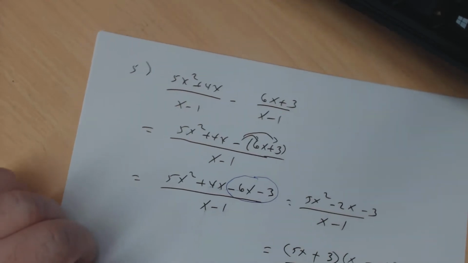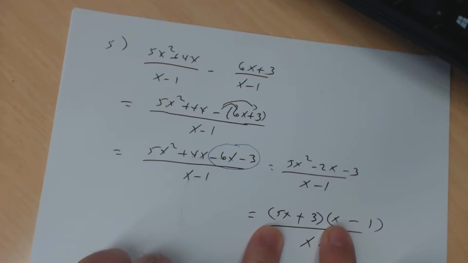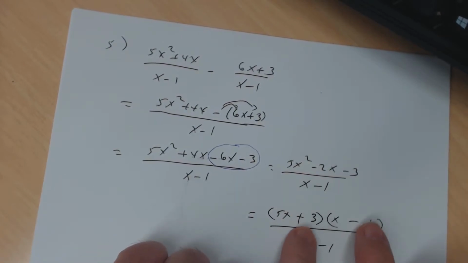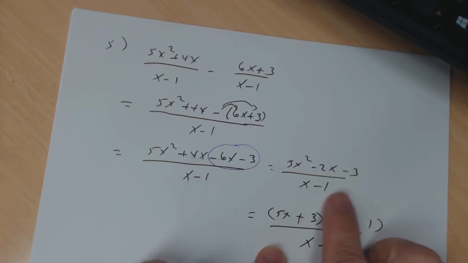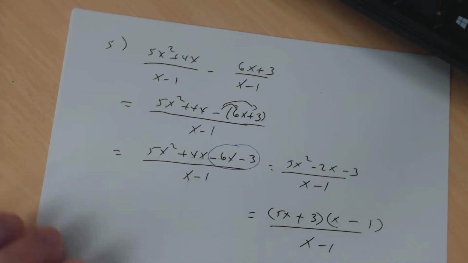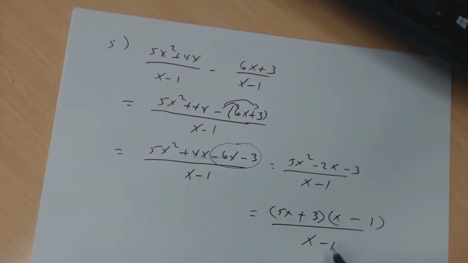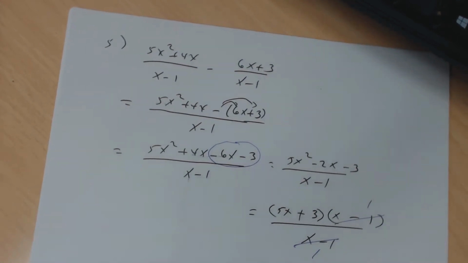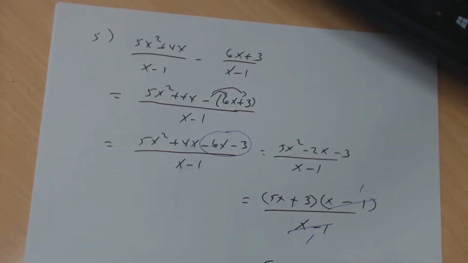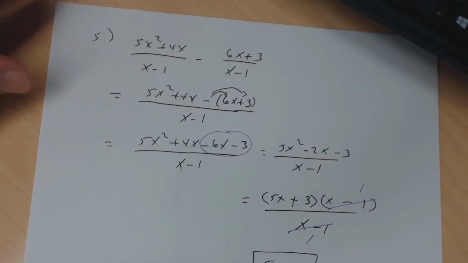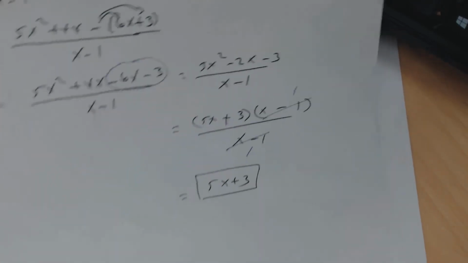Okay, so check your work. 5x times x is 5x squared. A positive 3 times a negative 1 is a negative 3. The outer is a negative 3x. The inner is a positive 3x. When I add them up, I get a negative 2x. And now notice what happens. These right here divide out, and you're left with 5x plus 3. So that's your answer. All right, that's number 5. 5x plus 3. All right, let's look at the next one.